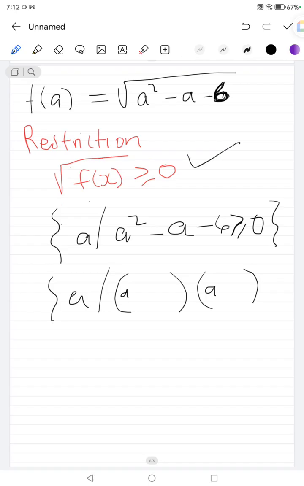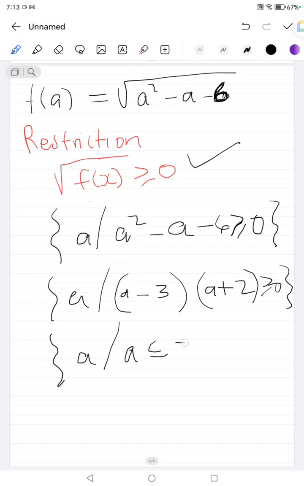Then minus 3 plus minus 2 gives us minus 1. Then this side you have a minus 3, and this side you have your plus 2. Then we still have the greater than or equals to 0. Then you do your curly lines. Then you will say your x is such that your x is less than minus 2, or your x is greater than or equals to 3.